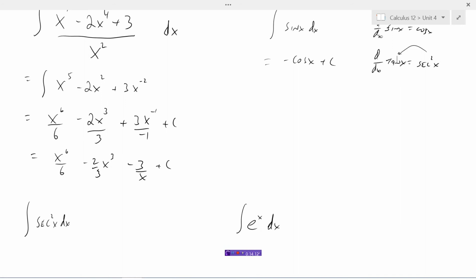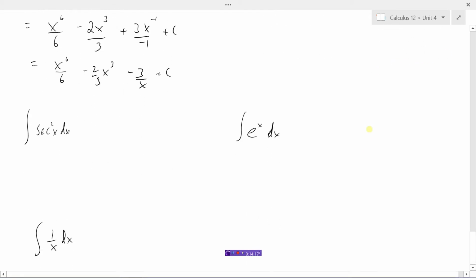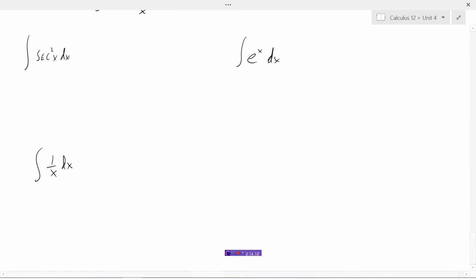So this one here, what's the integral of secant squared? Well, if the derivative of tan x is secant squared x, then the integral of secant squared x must be tan x, because the derivative of tan is secant squared. And this is an easy one. What's the integral of e to the x? Well, we know that the derivative of e to the x is also e to the x. So the integral of e to the x will simply be e to the x as well, plus c.